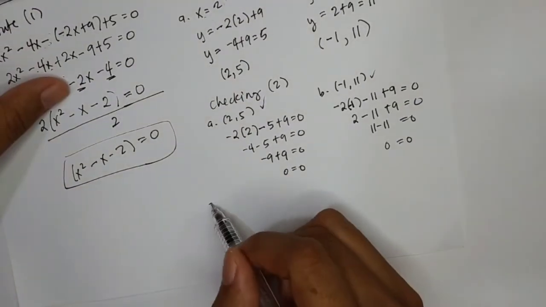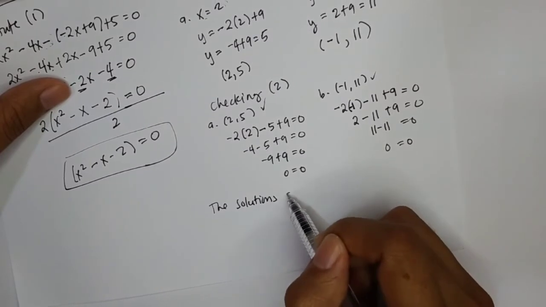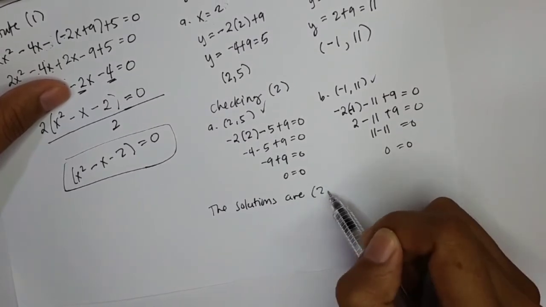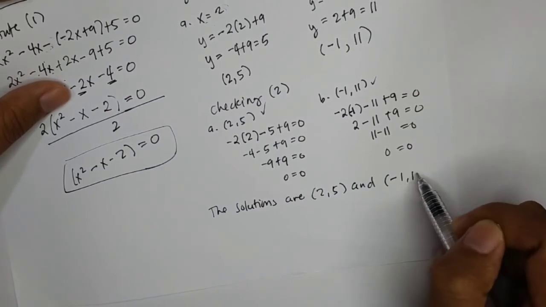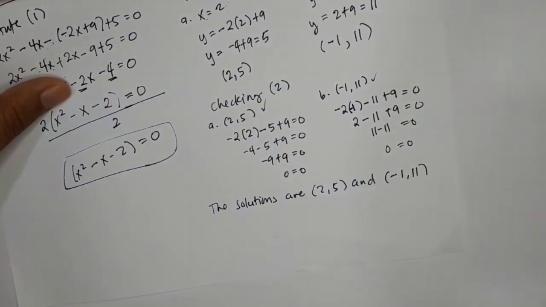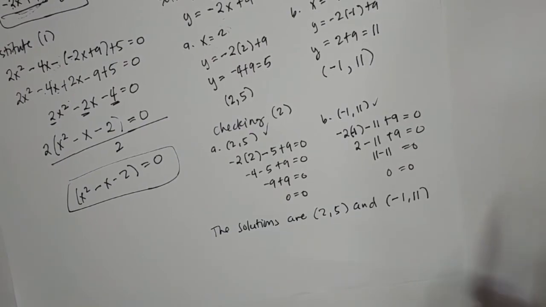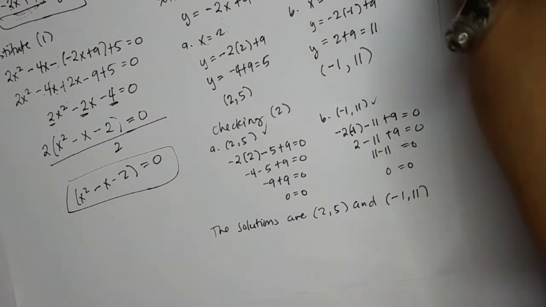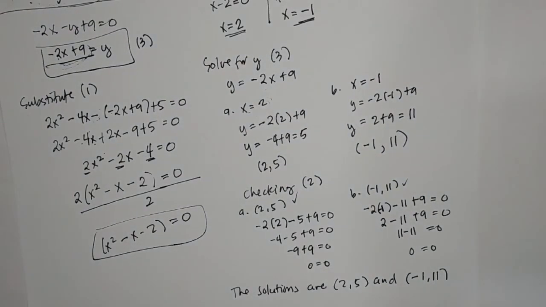Therefore, the solutions are 2, 5, and negative 1, 11. So the solution for the system of nonlinear equations are 2, 5, and negative 1, 11. Okay? So that's how we use substitution method in solving systems of nonlinear equations.